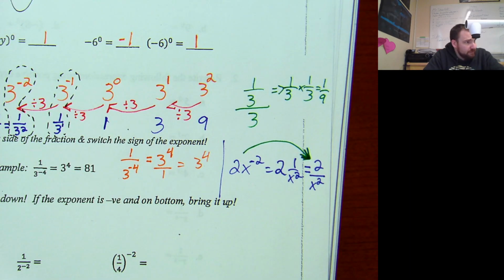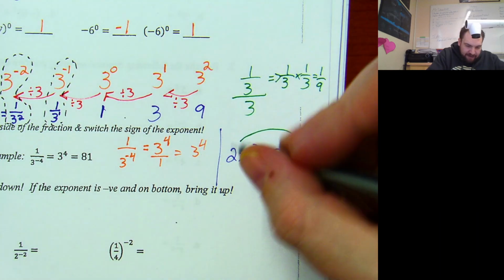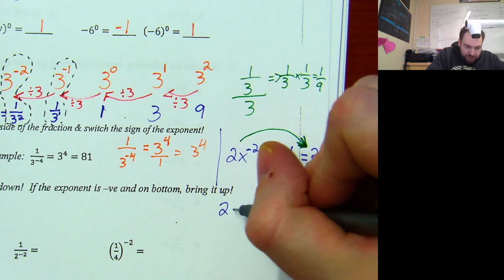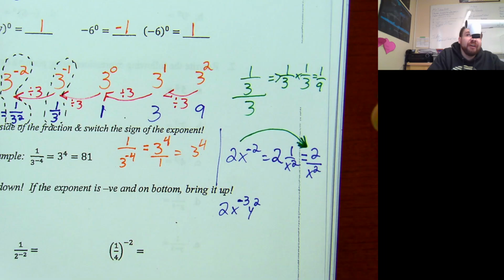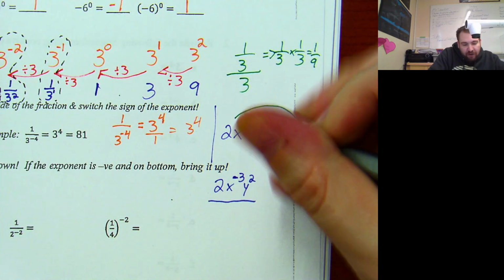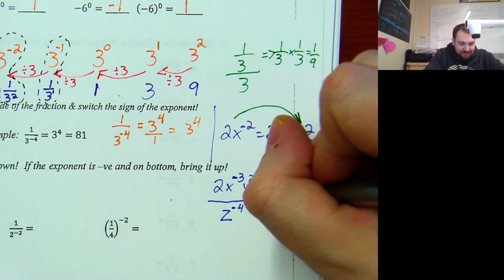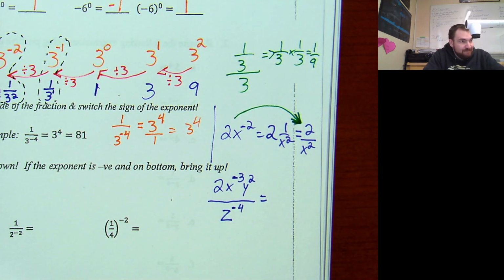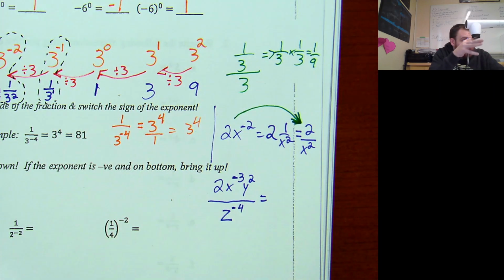Should we do another one? Okay, what if I had, do I have a bunch down there? No, I don't have any down there. What if I had 2x to the negative 3 y squared over z to the negative 4. Now it's getting a little bit more complicated. But because each variable here is different, like I don't have multiple x's or y's, we're just going to deal with them all separately.